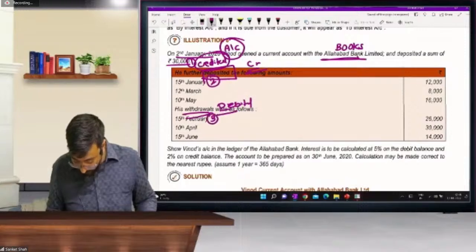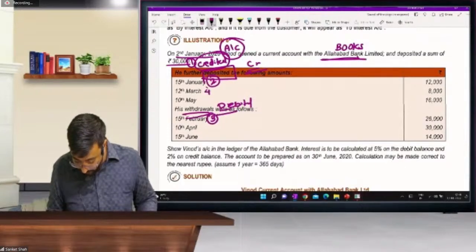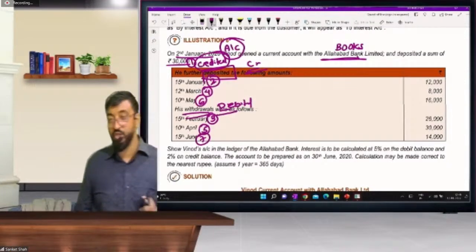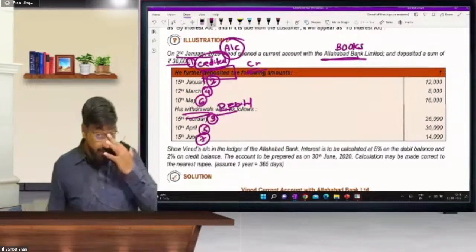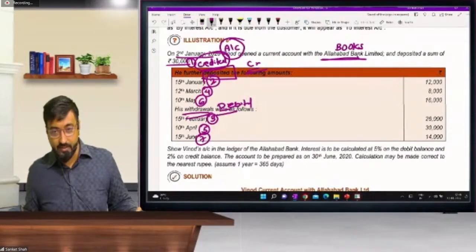15 February number 3. You can write 1, 2, 3, 4. 12 March. 10th April 5 6 7. So there are 7 transactions. So first I will write all these 7 transactions and try to find out balances.